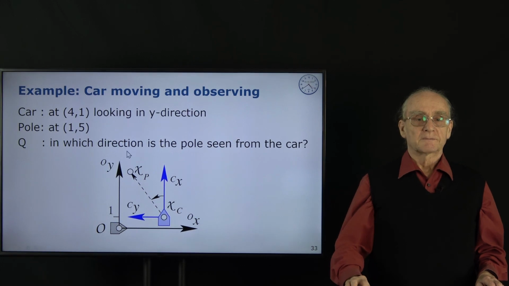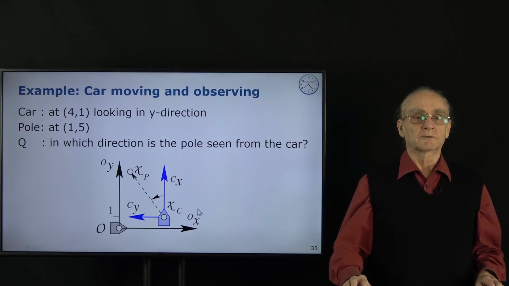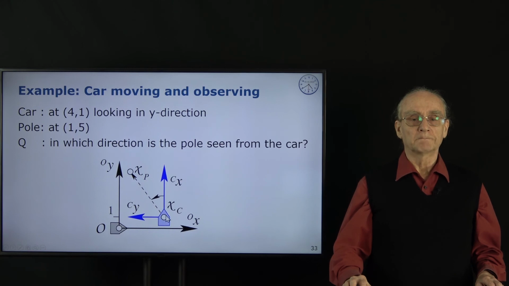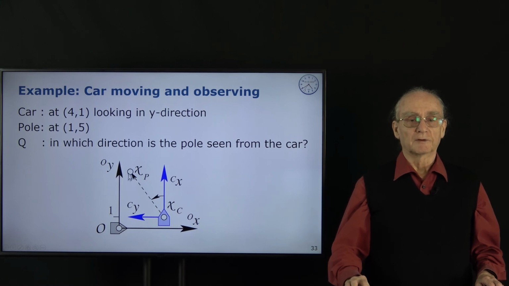The first thing is that we have to specify this with certain numbers. So let's assume that the car sits at the coordinate 4, 1: 4 to the right, 1 up, and the pole has coordinates 1, 5. And the question is, in which direction does the car see, the driver sees this pole?